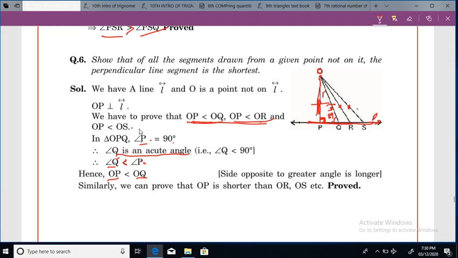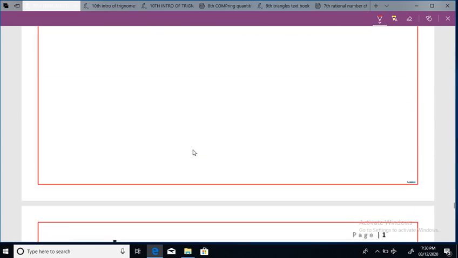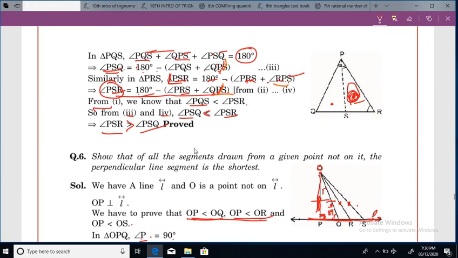Similarly, we can prove that OP is shorter than OR and OS. So this completes your lesson on triangles.